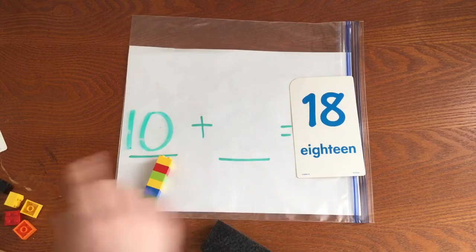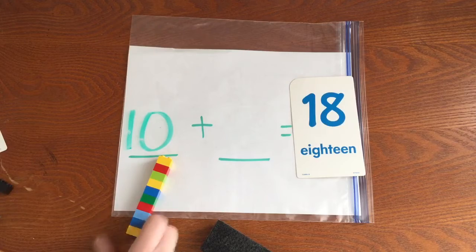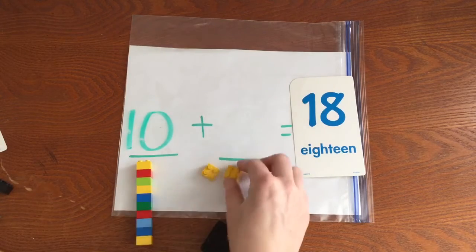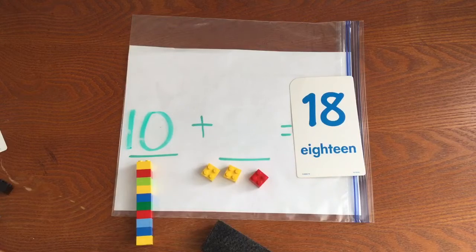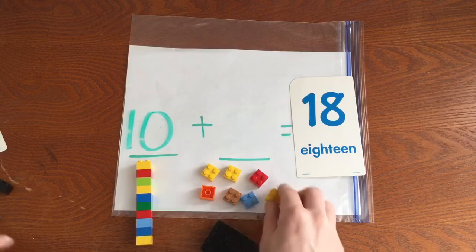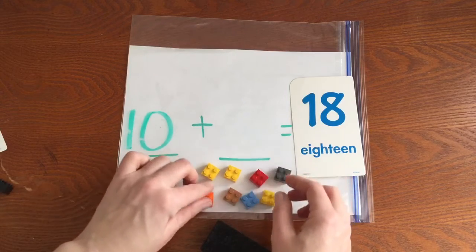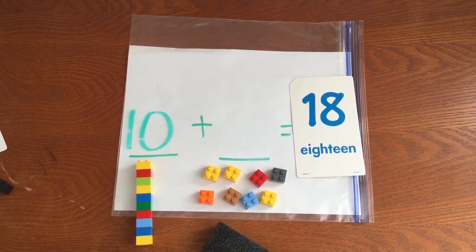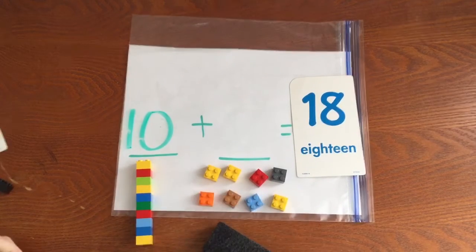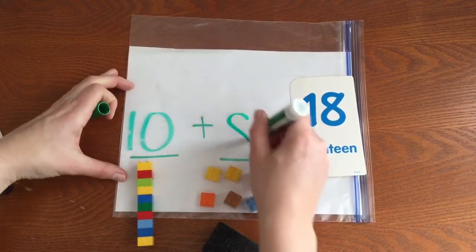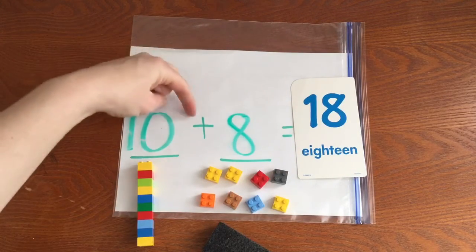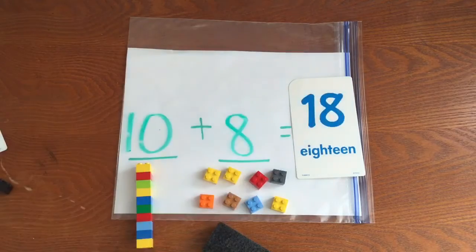What number will we put there? Let's count on. Count with me. 10, 11, 12, 13, 14, 15, 16, 17, 18. What's the missing number? I have 2 rows of 4. What number does that make? Did you write that on your paper? Read it with me. 10 plus 8 equals 18.